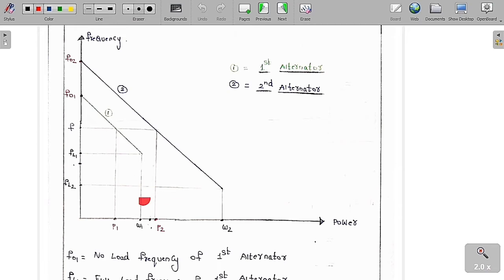You can also get equation 1 by using this analysis. If you take these two triangles, the slope is the same. Therefore, the slope here is (F01 minus F) by P1, which is equal to the slope here, (F01 minus FL1) by W1. If we equate these two, we are going to get the value of F, the same equation as the previous one.